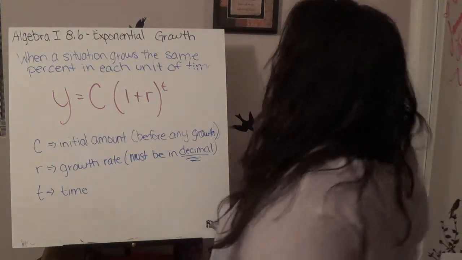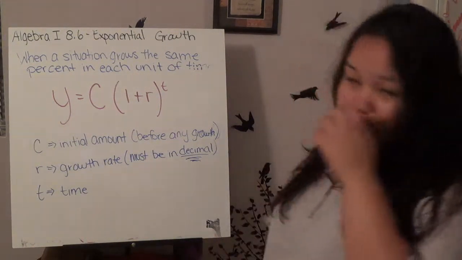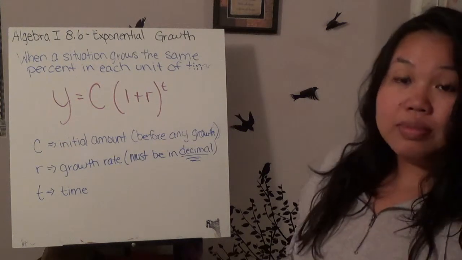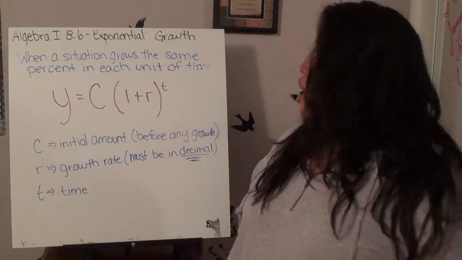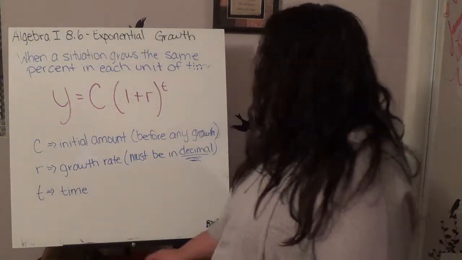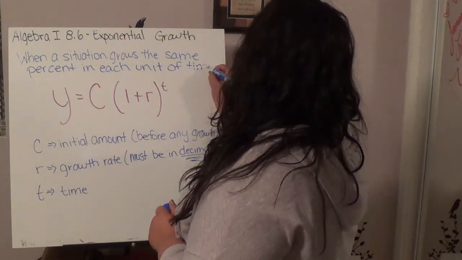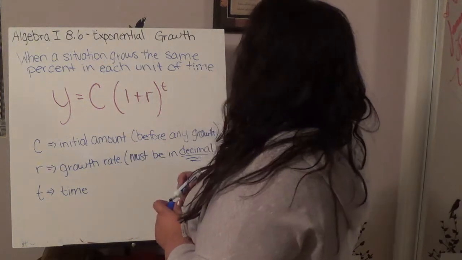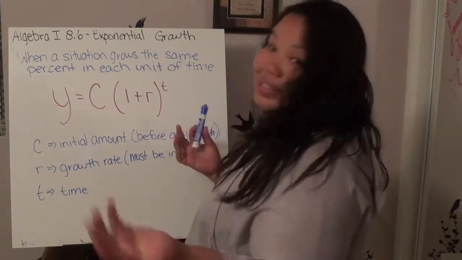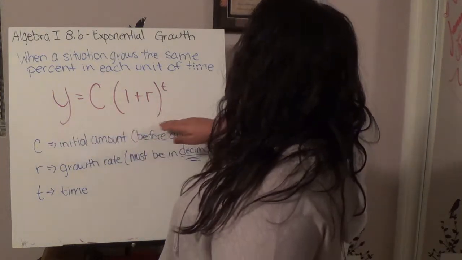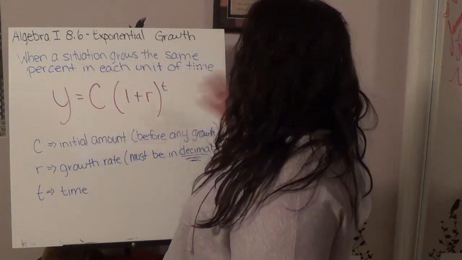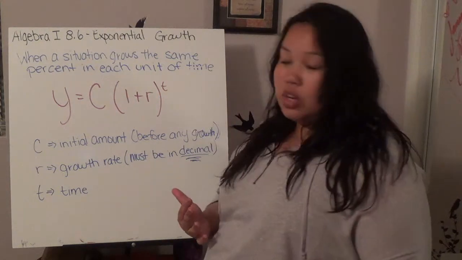Algebra 8.6, exponential growth, deals with an equation that is used when we're predicting money and interest, and it can be very helpful to you, like when you have a savings account. Sadly, not so helpful if you are in debt. But here's the equation, okay? This is when funding grows exponentially over a certain amount of years.